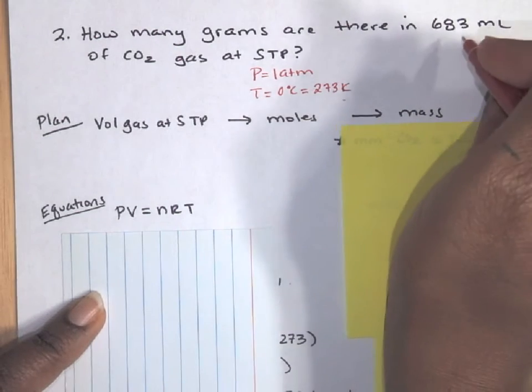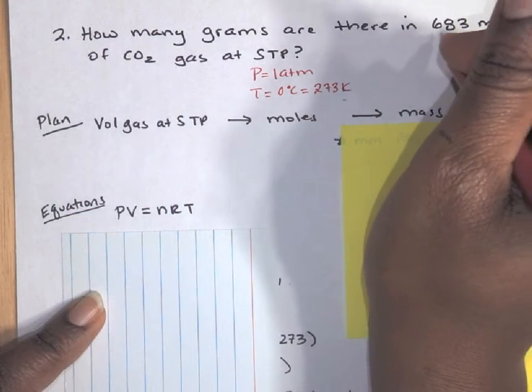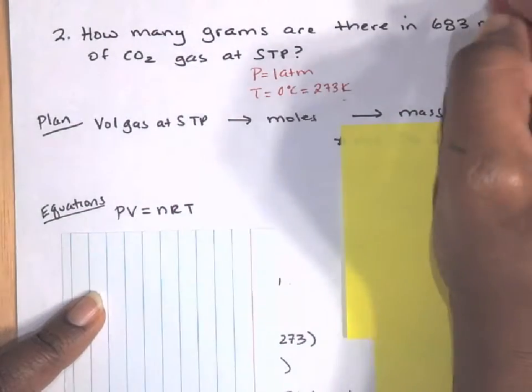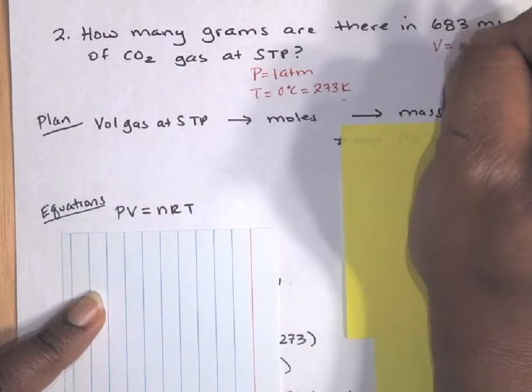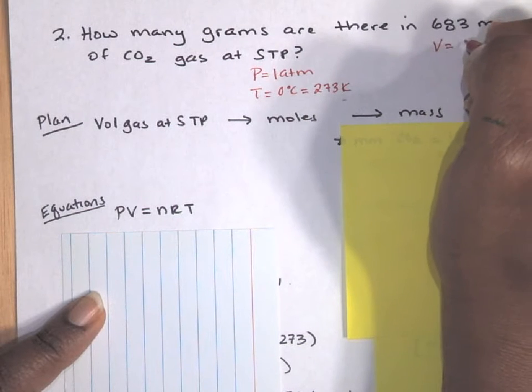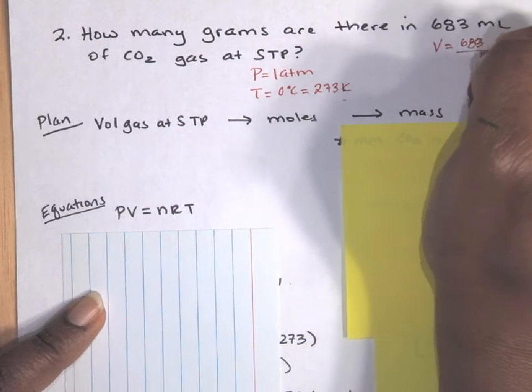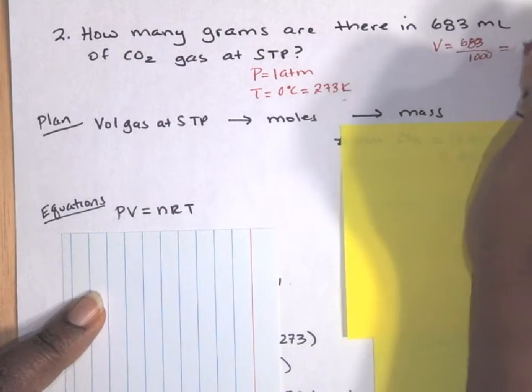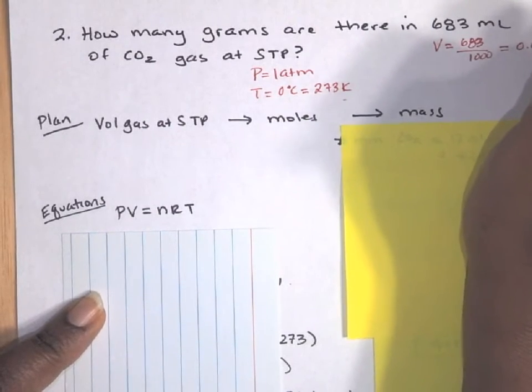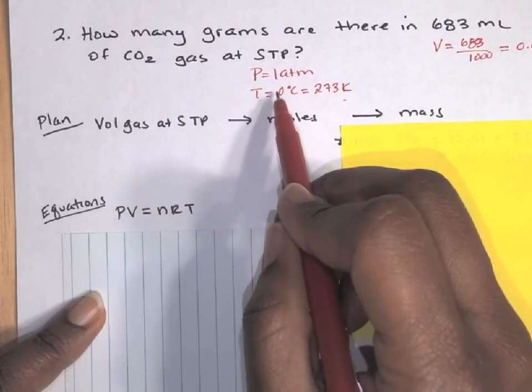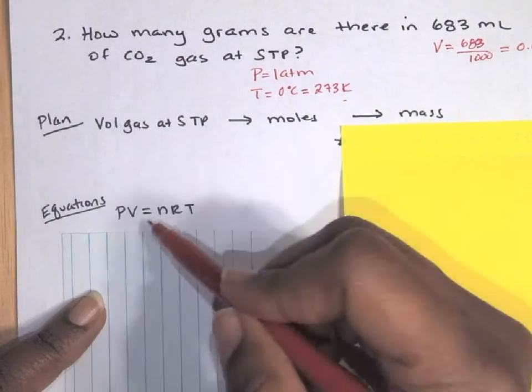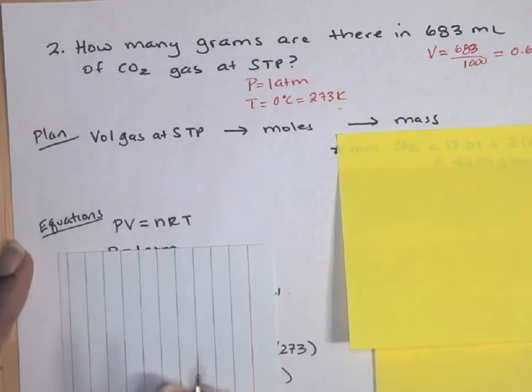Now for my volume, the other information I have here is my volume, but it's in milliliters. So I'm going to convert that to liters. Remember, your volume must be in liters. So we're going to do 683 divided by 1,000, and that gives me 0.683 liters. So I have my pressure, I have my temperature, I have my volume. Perfect. I have all these values, and I'm looking for my moles.